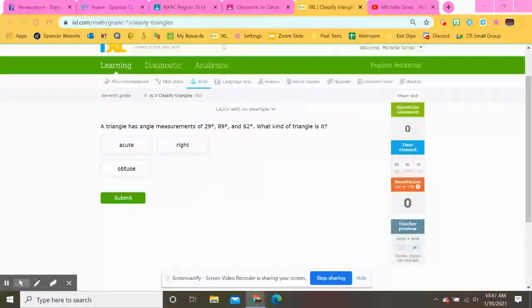So remember, an acute triangle, all angles are less than 90 degrees. A right triangle, one angle is 90 degrees. And an obtuse triangle, one angle is greater than 90 degrees. So this one says a triangle has angle measurements of 29 degrees, 89 degrees, and 62 degrees. What kind of triangle is it? All of them would be less than 90, so it would be an acute triangle.